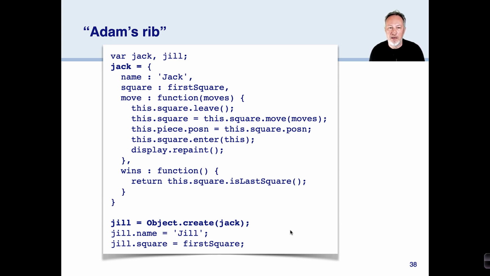have the same behavior. They have a move function and a wins function, and they have instance variables name and square, where the name gets initialized once and then no longer updated, and the square is a value which changes every time the object moves.